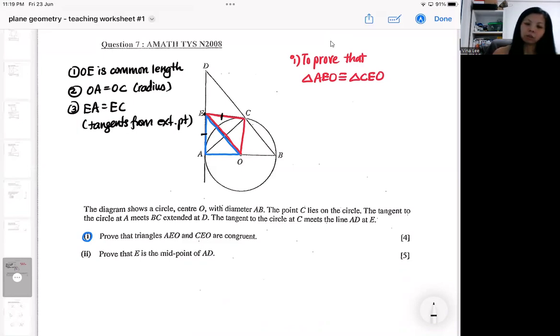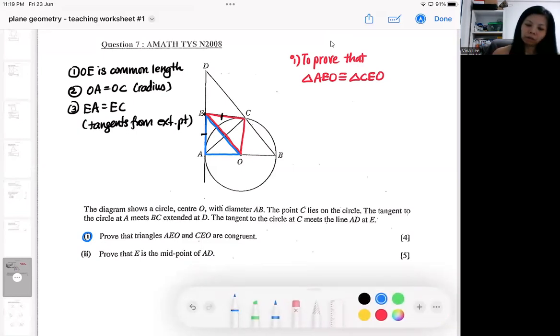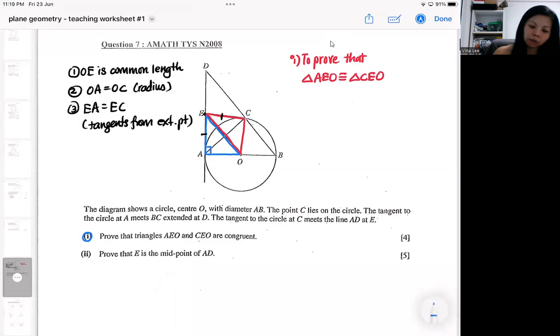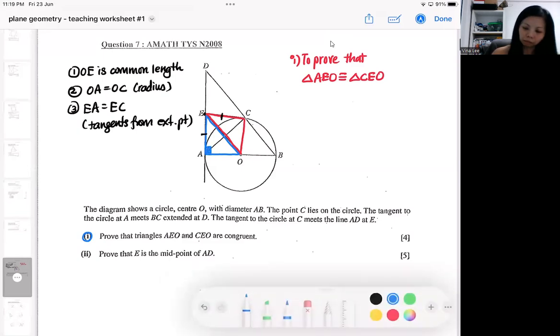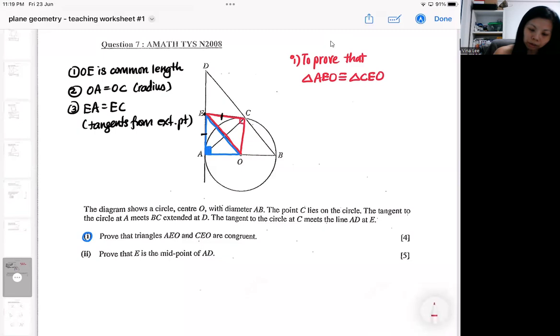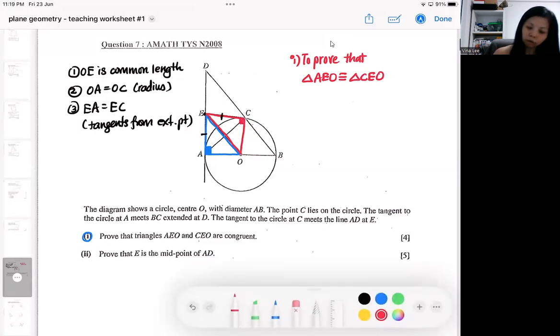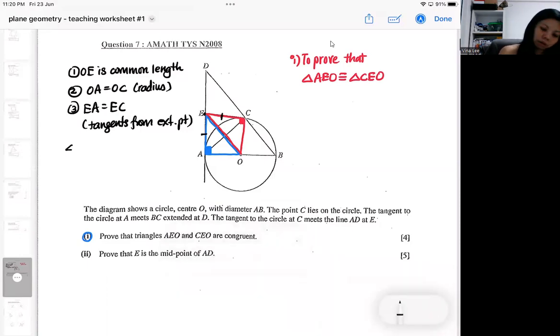Another thing is, just now we mentioned, if we have tangent, one of the properties is the 90 degrees. So this is also 90 degrees because it's perpendicular to the radius. So I've got two 90 degrees here. These are the properties that I observe. OCE is 90 degrees and OAE is also 90 degrees. And the reason for the 90 degrees comes from radius perpendicular to tangent.